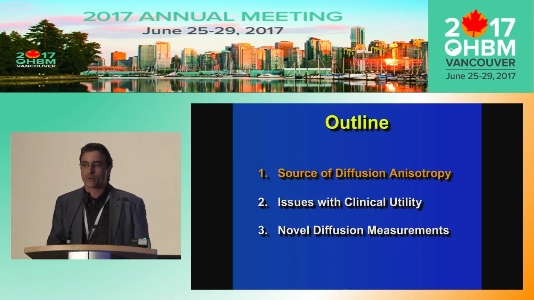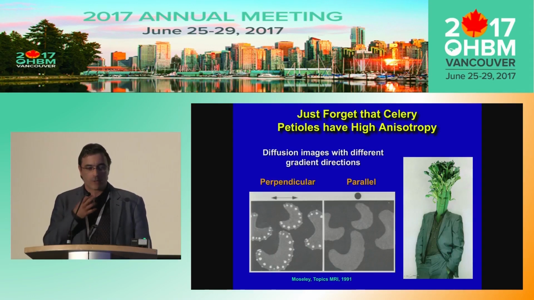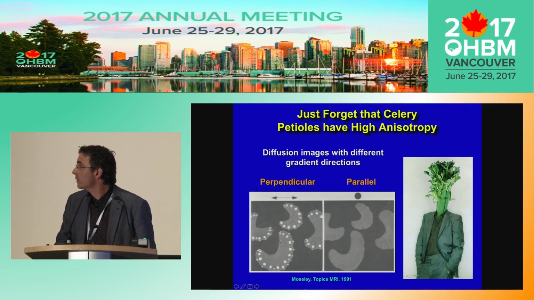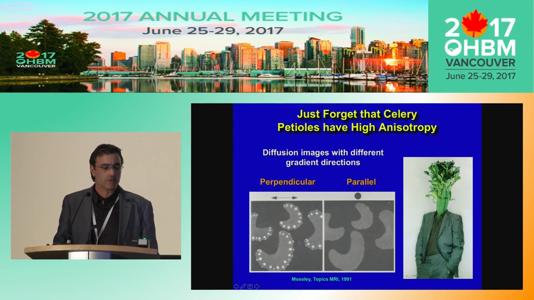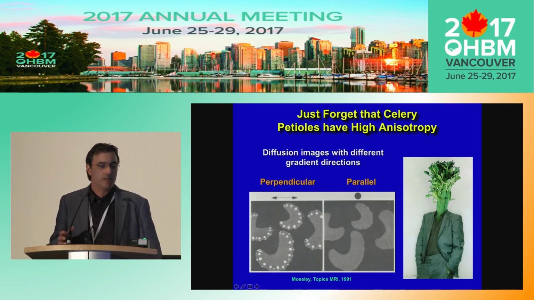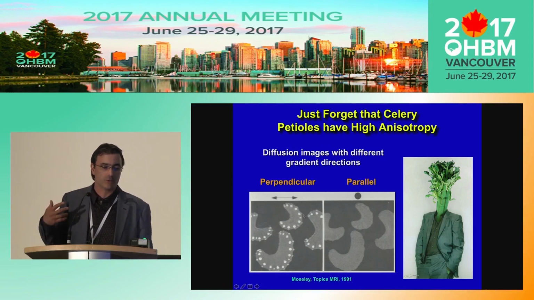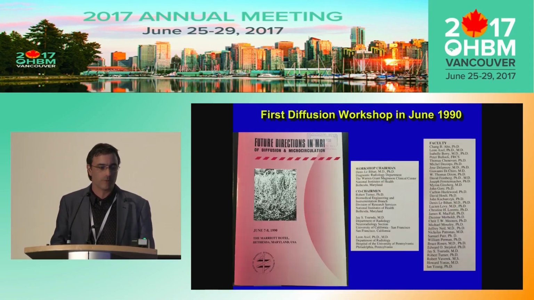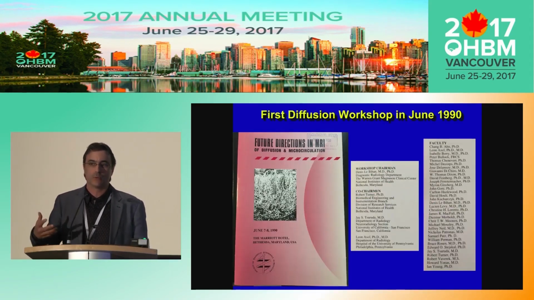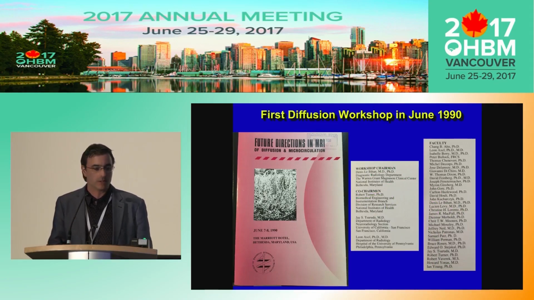So let's start off with the source of diffusion anisotropy. All right, so the first thing you have to do is forget that celery petioles have high anisotropy. All right, so unless your subject looks like this with the head of celery, you can see here that, where's the mouse? Oh, that's a pretty tiny little arrow. I don't know if anyone can see it, but you can see that the petioles, or the bright dots on the outside, have restricted diffusion perpendicular and faster diffusion parallel, right? So that gives you an indication right off the bat that diffusion anisotropy is not a very specific measure, right, just from that alone. But hopefully we'll be able to get information out of it that can give us specific information about microstructure.